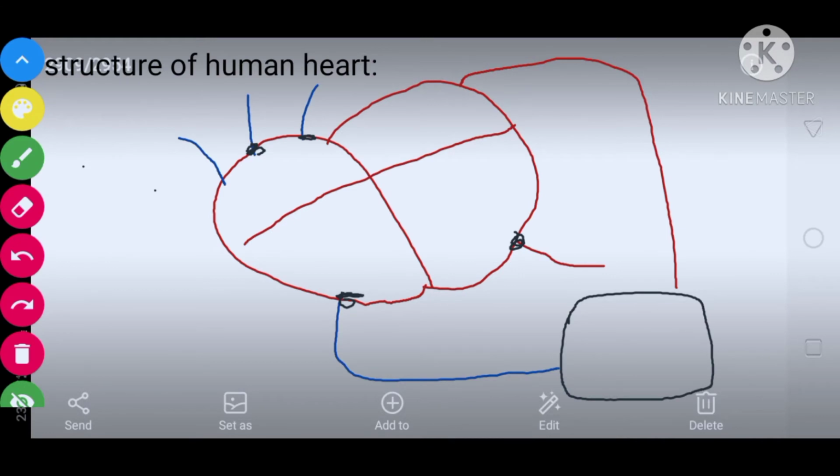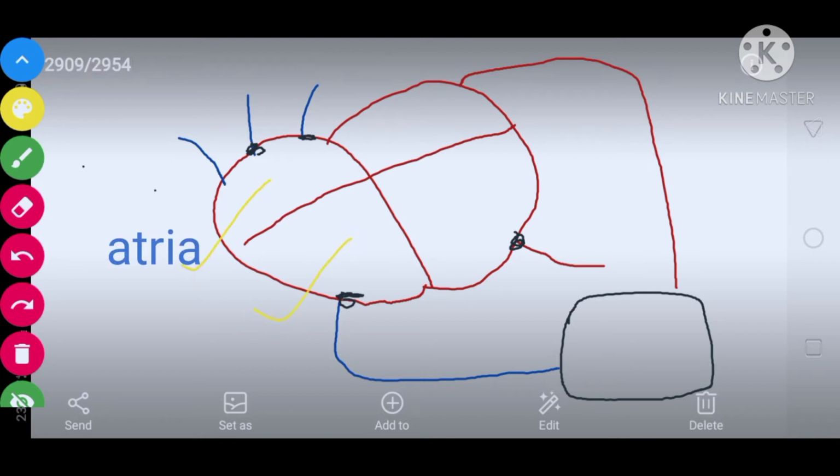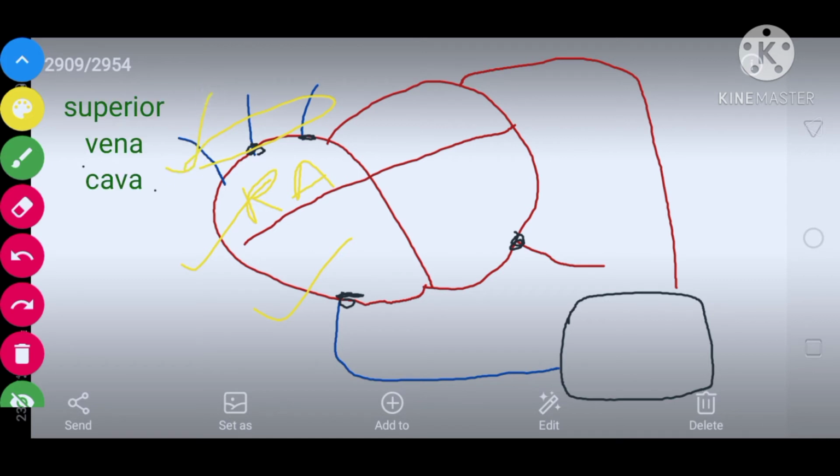Now let us study the structure of the human heart. The human heart contains four chambers, two atria and two ventricles. The atria are smaller in size in comparison to the ventricles. The right atrium receives blood supply from different parts of the body via three veins. These veins are the superior vena cava, inferior vena cava, and coronary sinus.